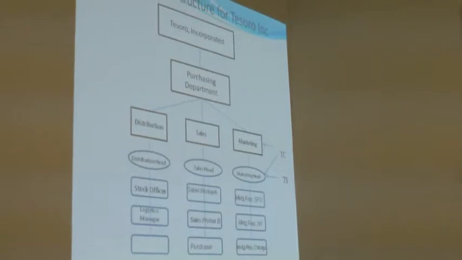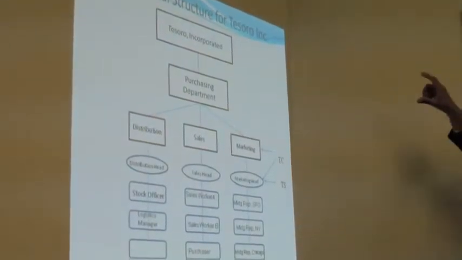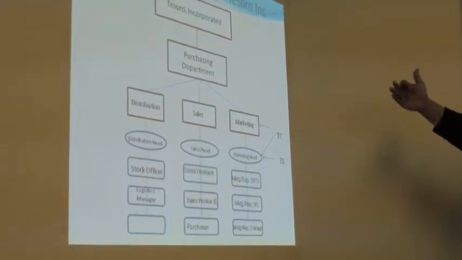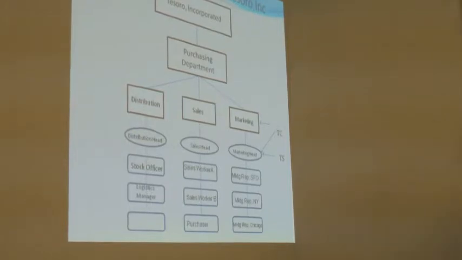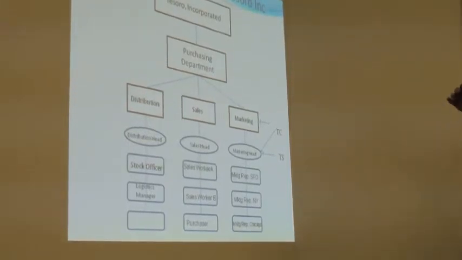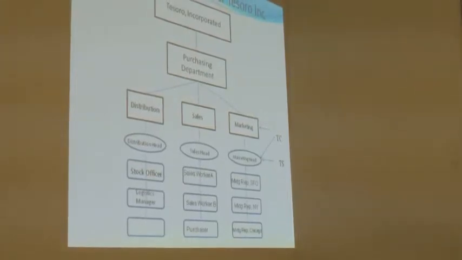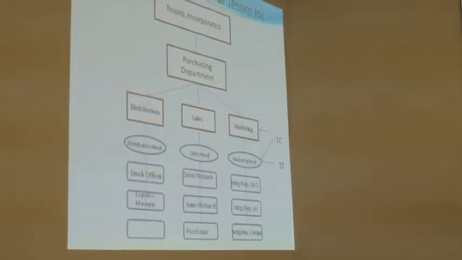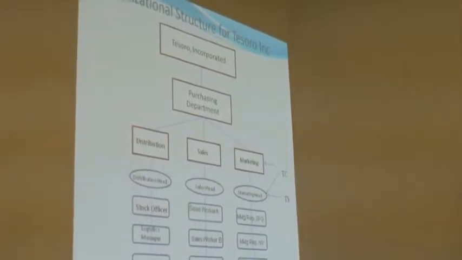Based on the company's input, I have created this organization chart, and this is the organization structure for Tesoro Inc. Here we have the main root organization, underneath it purchasing, and 3 sub-units: distribution, sales, and marketing. Beneath each sub-unit, there are people who will be hired using PA, and we will be relating them with various organization objects.